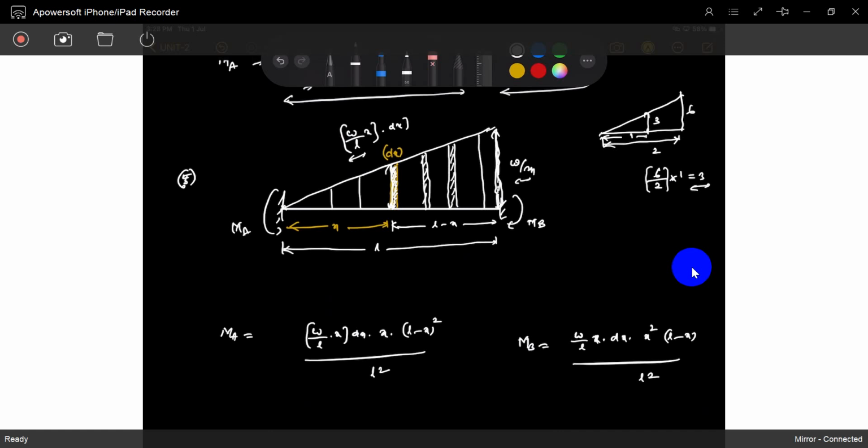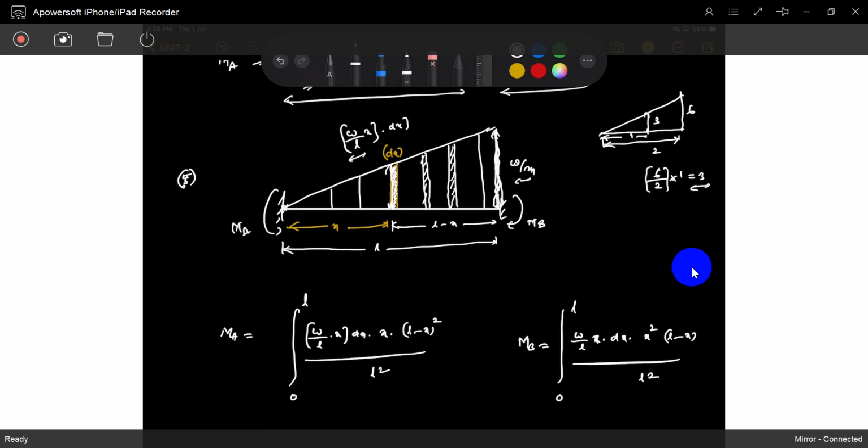So for every point load, from where to where? From 0 to L. So the load is there from 0 to L. At L, what is the load? W by L into L, so W. At L it's a W load. At this point, it's 0. Understood? That's it, 0 to L.